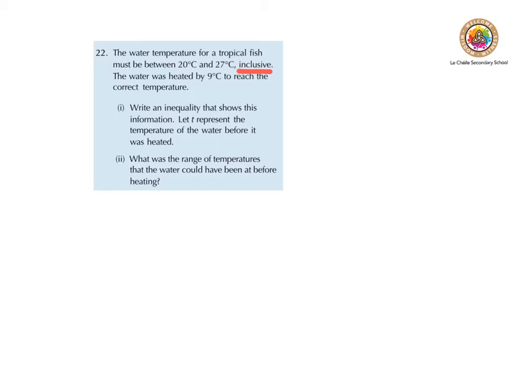In the first part, I'm told 20 degrees is the lower band, so I'm going to write my 20 degrees here. Up at the other end, I have 27 degrees, and I have both of them so that the temperature goes between those, and again that it is inclusive, so that's the less than or equal to, or the greater than or equal to sign.